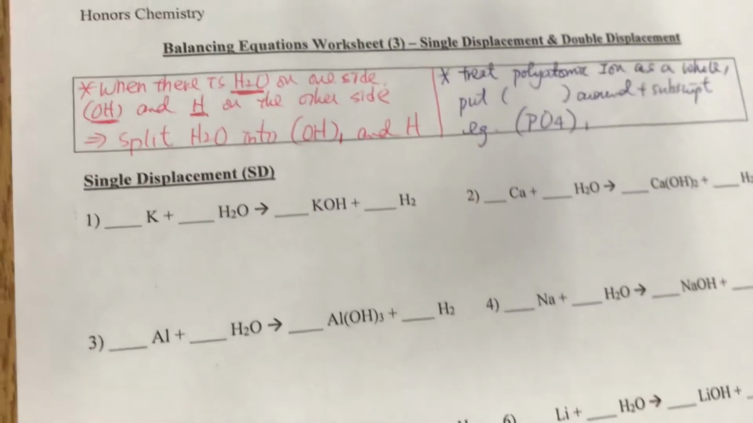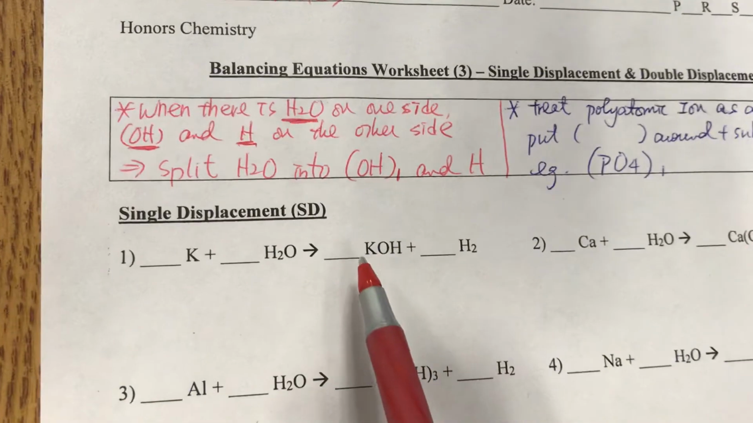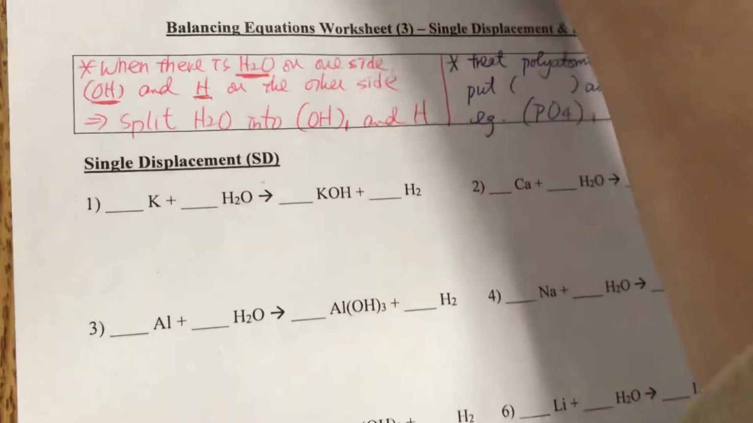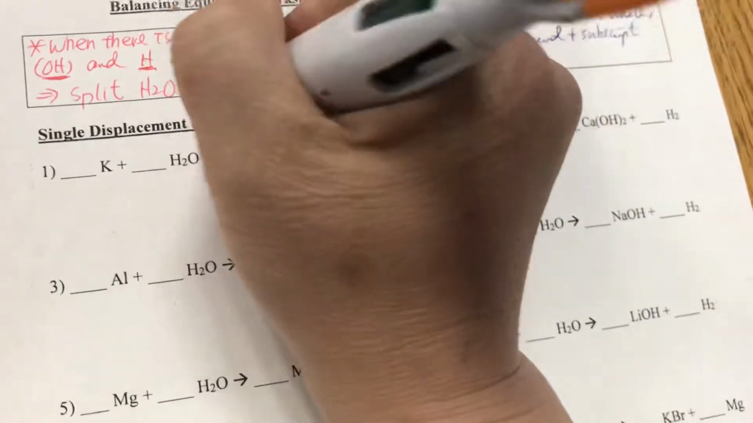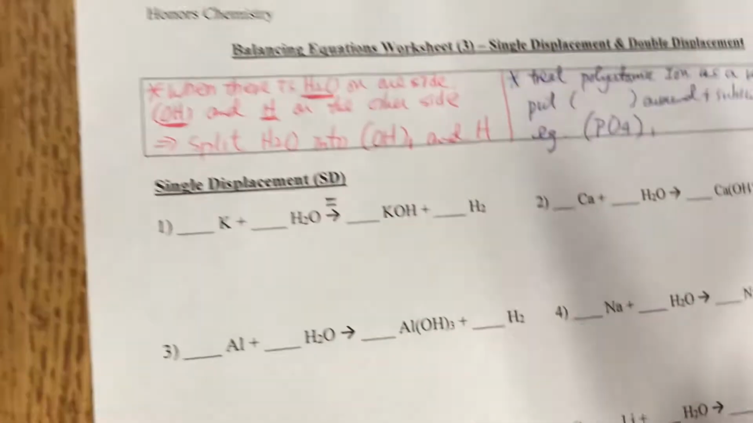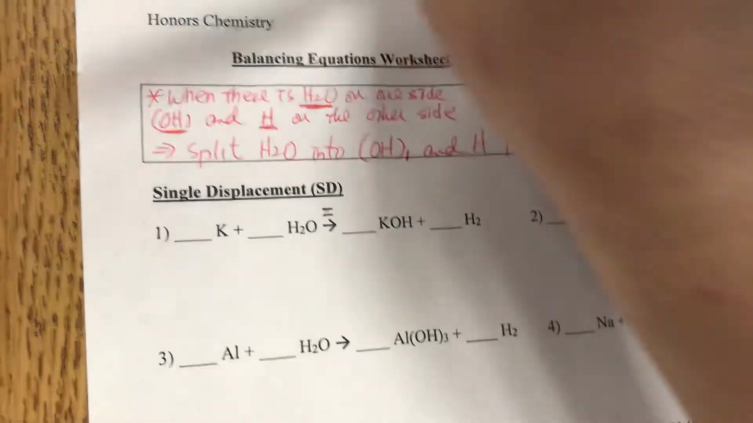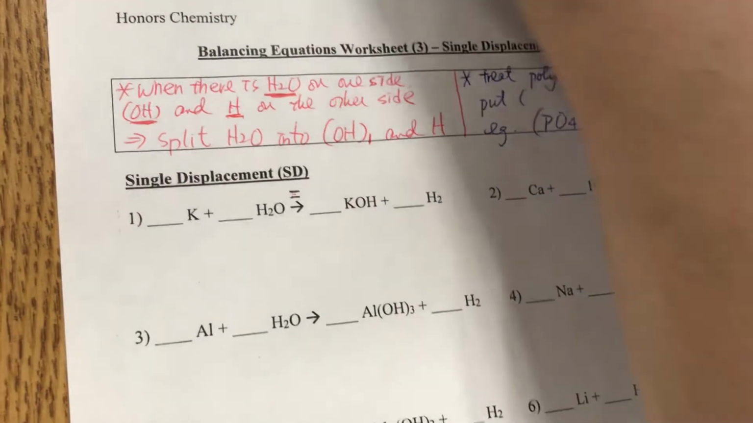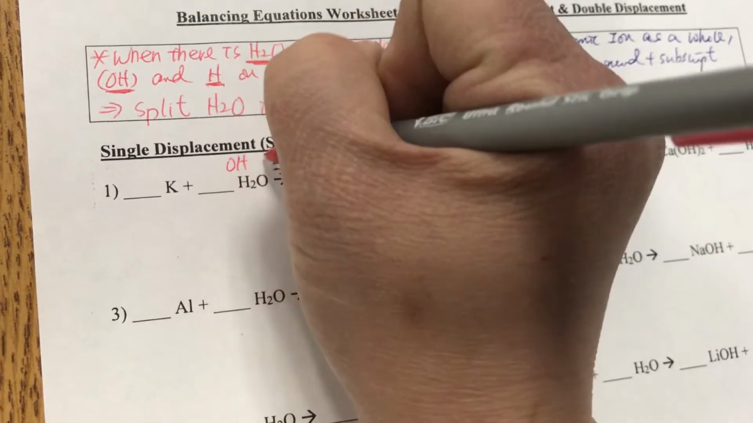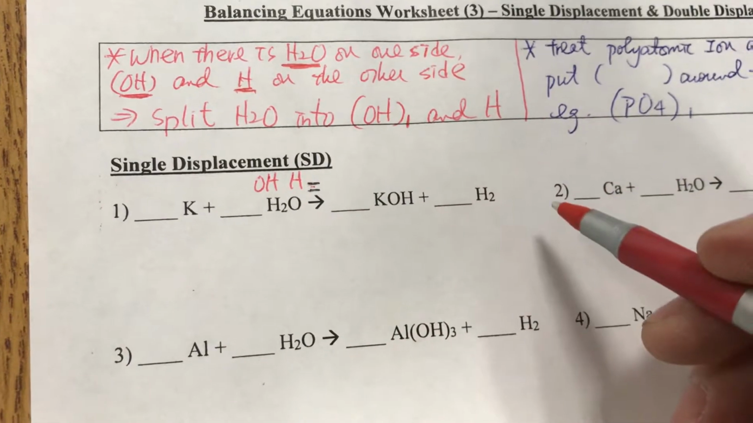So here I'm going to just do 3 questions on the front page. First of all, if you want, you can put an equal sign on the arrow. I'm going to put it, pen. You can put an equal sign on the arrow if you want to. Okay. So now here I do have water on the left, and I do have OH and H on the right hand side. So first of all, I know that I'm going to split my water into OH and H, because I have water on the left, OH and H on the right hand side.